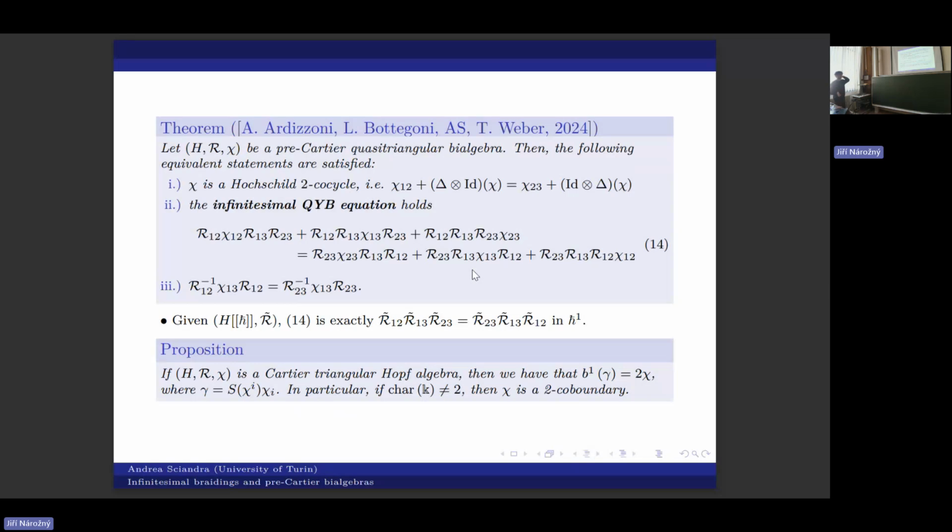Moreover, we have something more. If we start with the pre-Cartier quasi-triangular, our chi is a 2-cocycle. But if H is also Cartier, so our chi is chi of R, it is also triangular and it is a Hopf algebra, so we also have an antipode. This chi, assuming that the characteristic is different from 2, is also a 2-coboundary. It's not just a 2-cocycle, but also a 2-coboundary. In fact, it is just one half the image of this gamma here.